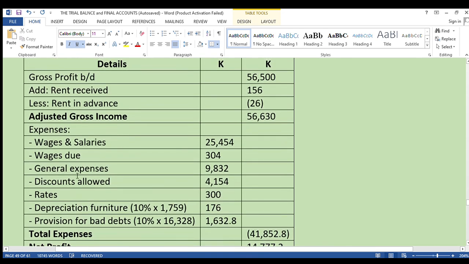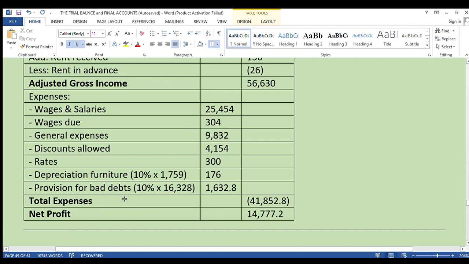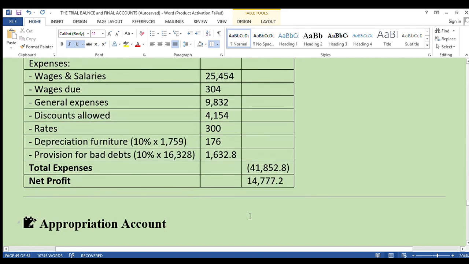Then we have general expenses, we have discount allowed. When you allow a discount, that's an expense. We have rates, we have depreciation. As you are using machines, the machines are losing value, so you are losing money. Then we have provision for bad debts, which is 10% of the total trade debtors. So we add this, we get the total expenses. Now when we subtract the total expenses from the adjusted gross income, we get the net profit. So this is our net profit. Now we're done with the trade profit and loss account.